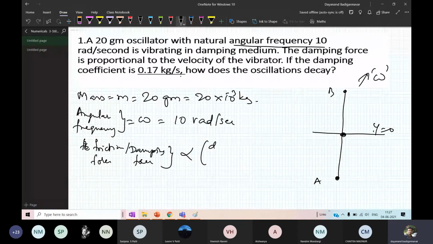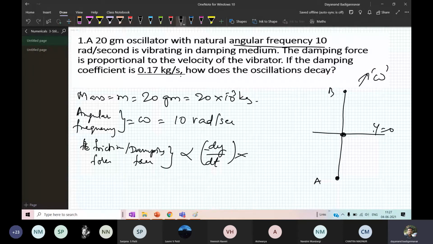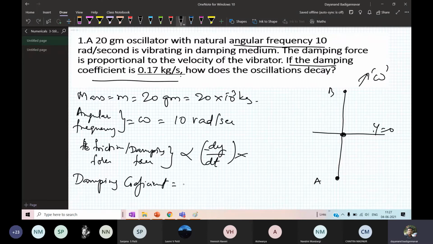If the damping coefficient is 0.17, that means there is a damping coefficient. What is the notation? It is given by R. The damping coefficient R is nothing but frictional force per unit displacement. It is given by 0.17 kg per second. That means, in simple words, this much damping is associated with the oscillation.